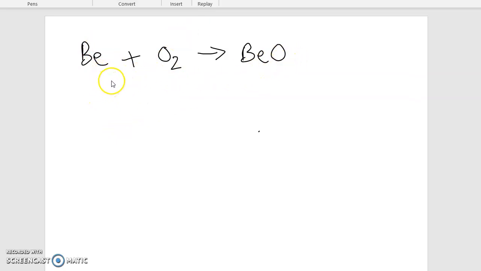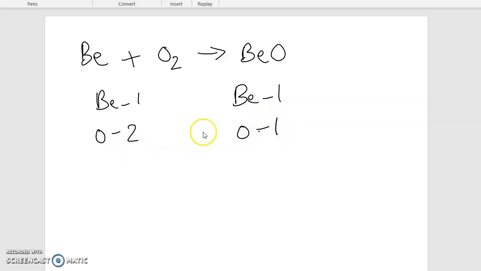Okay, and now we can see if they're balanced. So we have 1 beryllium on this side and 2 oxygen, and 1 beryllium on this side and 1 oxygen. So we can see that oxygen is not matched up. So in order to fix that, we're going to fix the oxygen and put a 2 right here. And then we're going to go on the other side and we're going to put a 2 right here since we messed up beryllium.